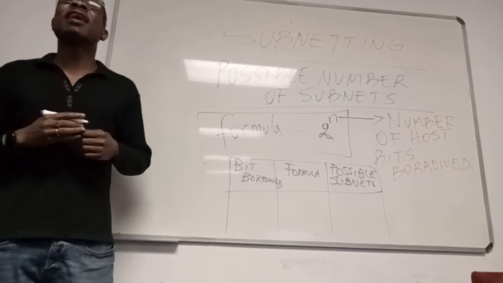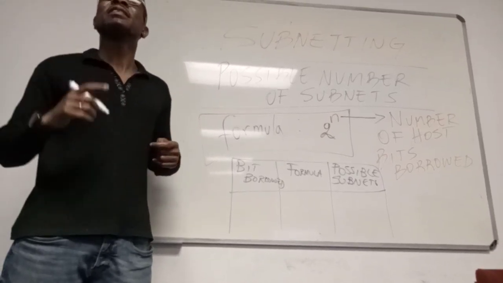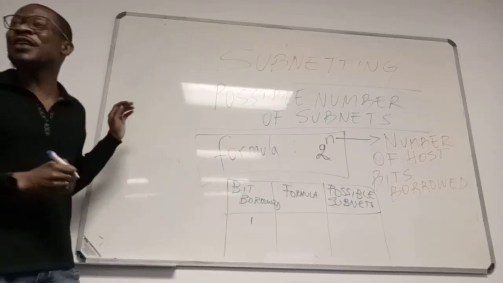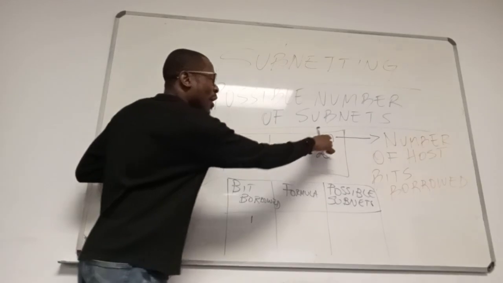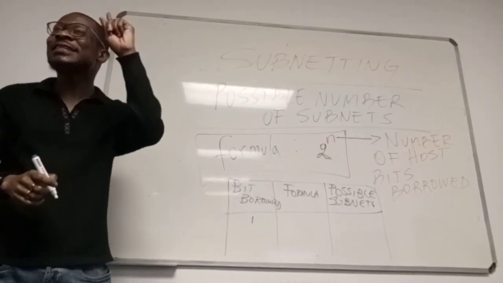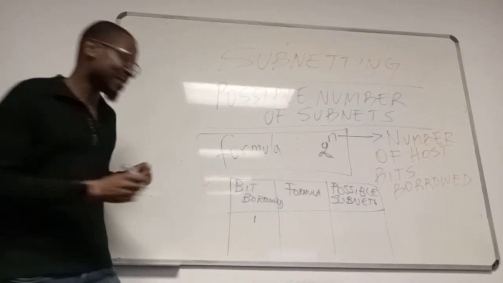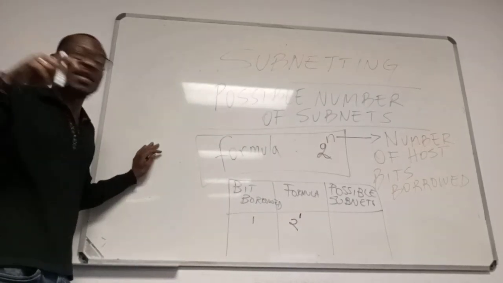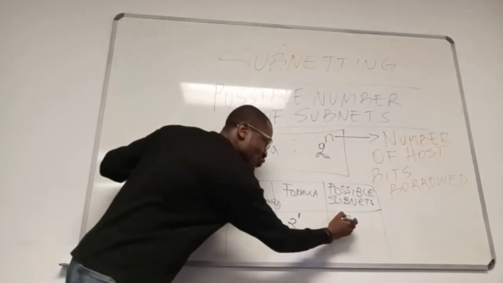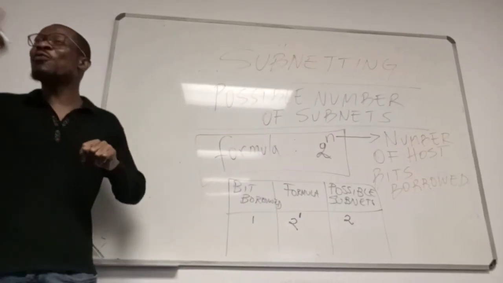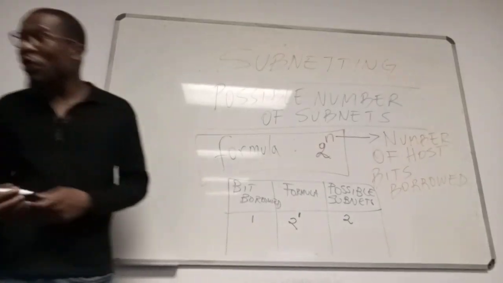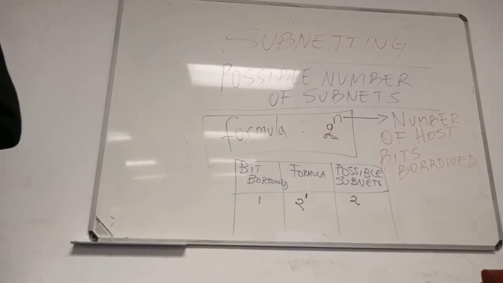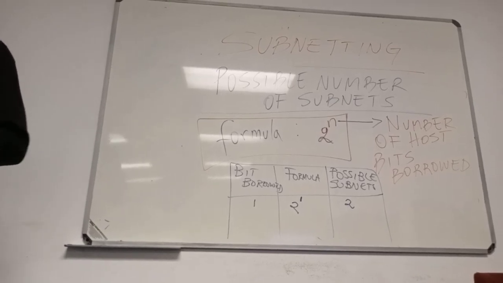Let's say I'm going to borrow 1 bit. When I'm borrowing 1, what's the formula going to be? 2 to the power of 1, because I'm borrowing 1 bit. So how many subnets? 2 to the power of 1 is 2. So you know already that when I'm borrowing 1 bit, I can only have 2 subnets.